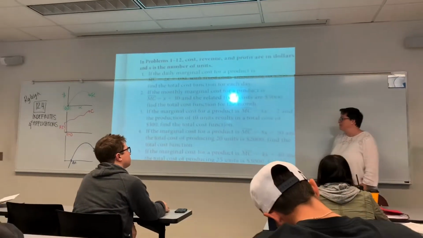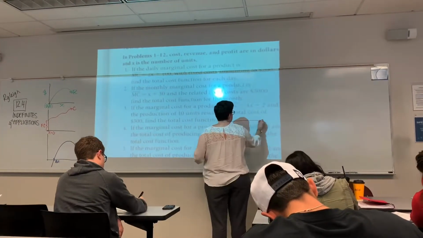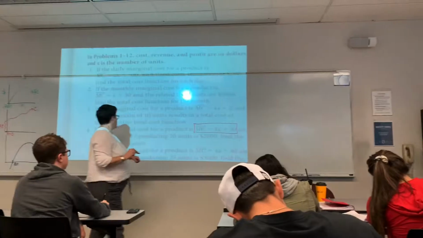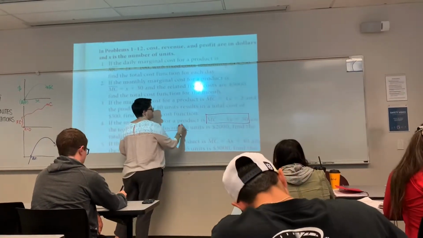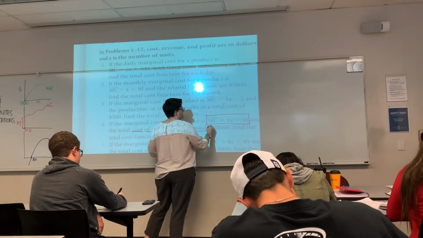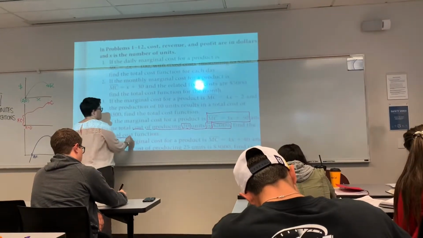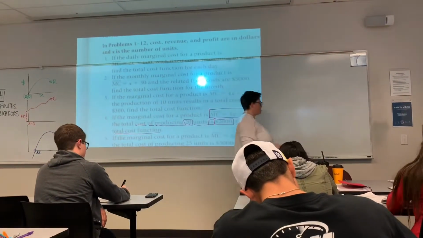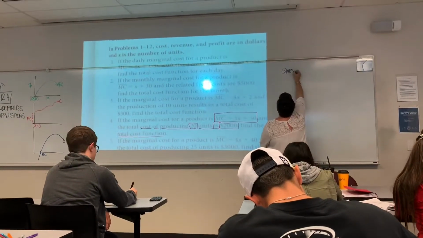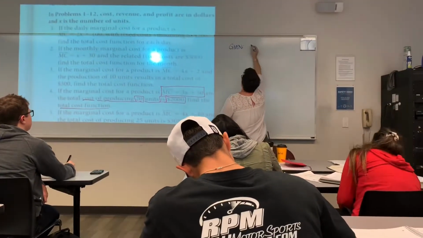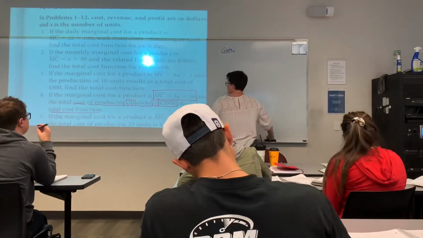Let's look at number 4. If the marginal cost for a product is marginal cost equals 3x plus 50, and the cost of producing 20 units is $2,000, and we're asked to find the total cost function. So we're looking for total cost. I'm going to write this a slightly different way to see if this works for you guys. So given is marginal cost equals 3x plus 50.